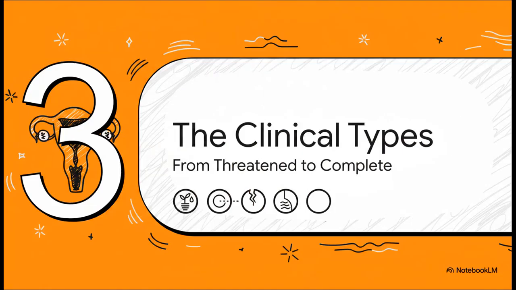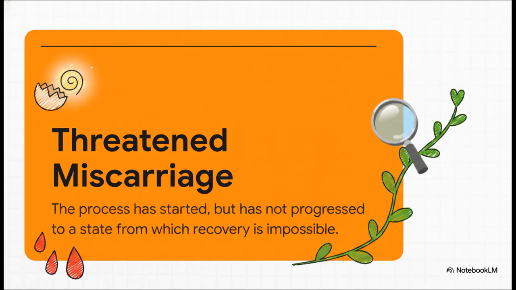Okay, let's get into the core clinical stuff. How will a patient actually present to you? This is where we need to break down the different types of miscarriages you need to be able to identify. Okay, first up is a threatened miscarriage. The key idea here is that things have started to go wrong. There's bleeding, but the pregnancy might still be salvageable. It's a threat, a warning sign, but not the end of the road just yet.